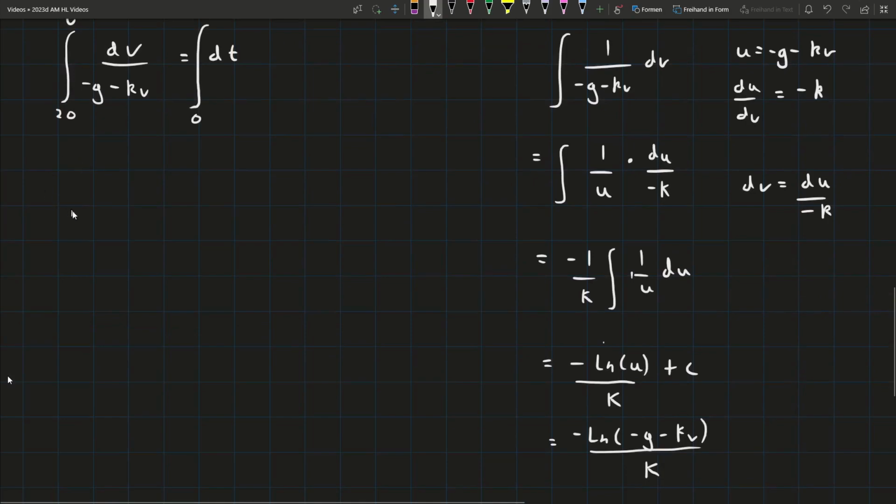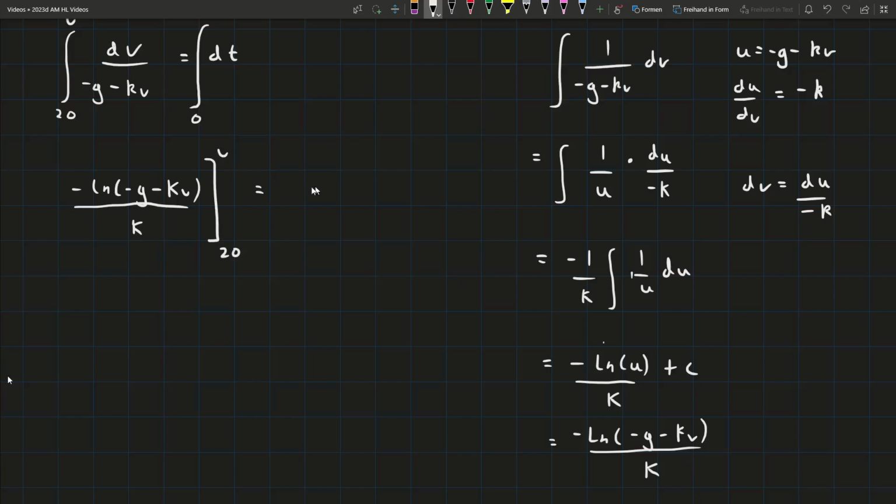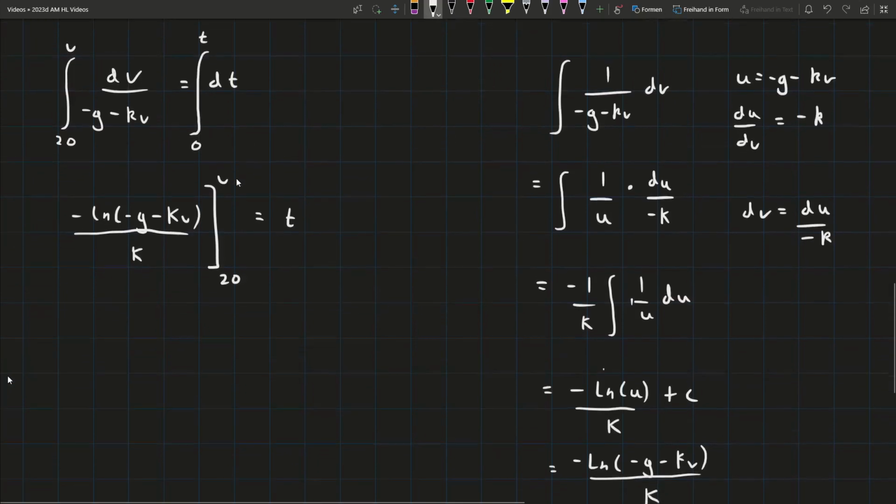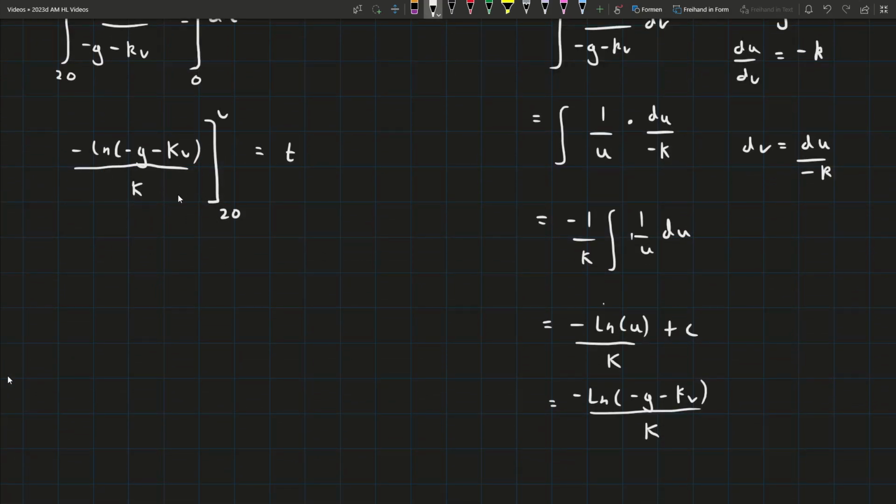So what we'll get here is minus ln of minus g minus kv all over k. Technically we would have a plus c, but we have the limits, so we don't have to worry about the plus c because it'll cancel. So starting from 20 and going up to v. The integral of dt is just t, and from t to 0, you just have t minus 0, which is just t. Now we can just plug in the numbers.